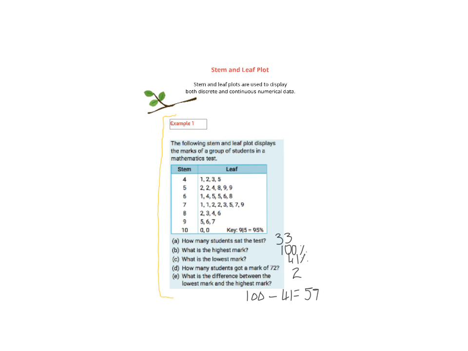I don't want you to take down this example into your notes copy. All I need you to take down up here is your title, stem and leaf, and then the description: stem and leaf plots are used to display both discrete and continuous numerical data. But don't worry about taking down this example.